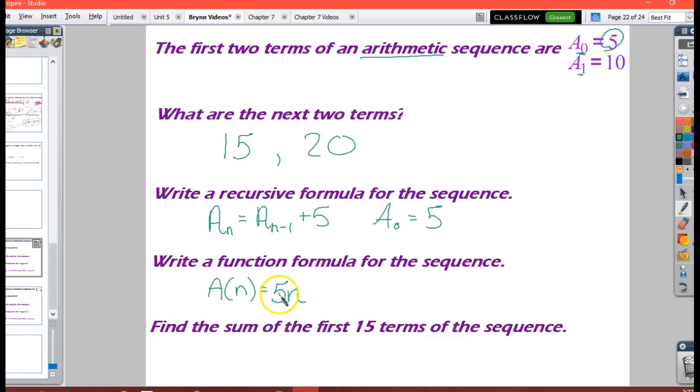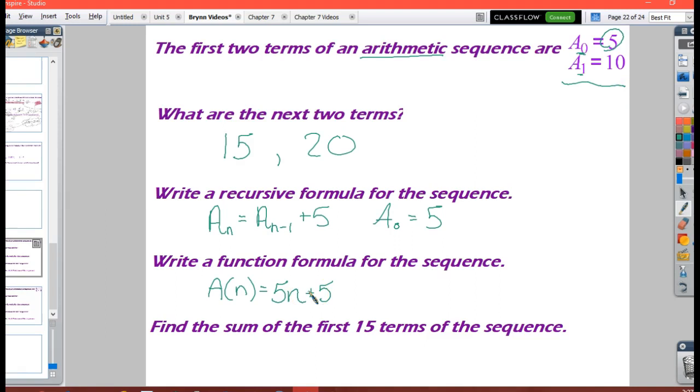So if I put 0 in here, 5 times 0 gives me 0. I need to add 5 in order to get that 5. Try it with 1. 5 times 1 is 5, plus 5 makes 10. So that function formula works. It's always important to check the terms that you have in your function formula to make sure it's the right one.